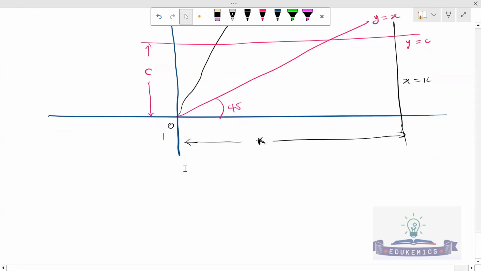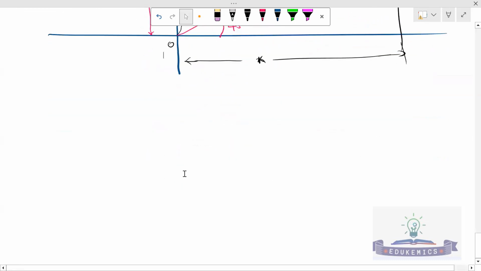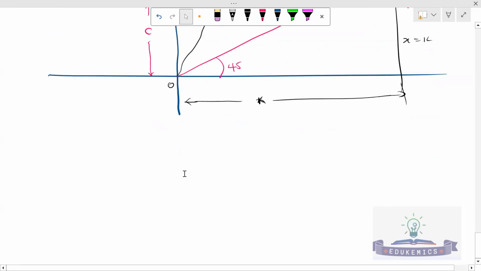So how do you get the intercept? If the intercept is required, the graph must start from the origin so that you can determine c directly from the graph. Very, very important.